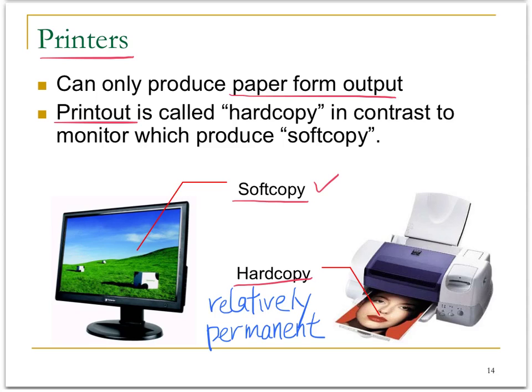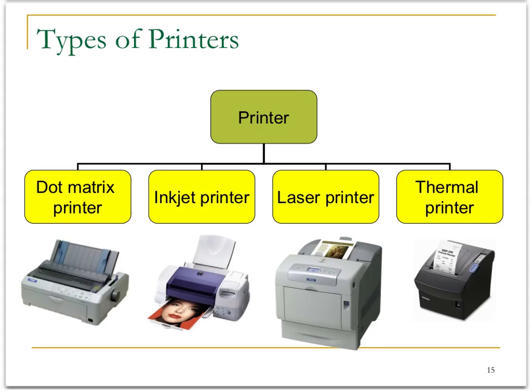Okay, this is the word: relatively permanent. And in the real world, there are many different types of printers. These are the main four types: dot matrix, inkjet, laser, and thermal printer. Sometimes we call this the receipt printer, which is usually used in supermarkets.